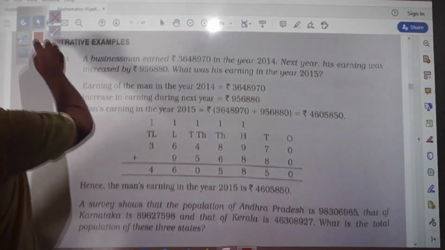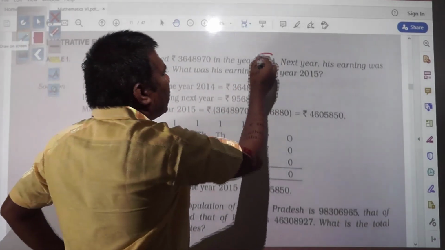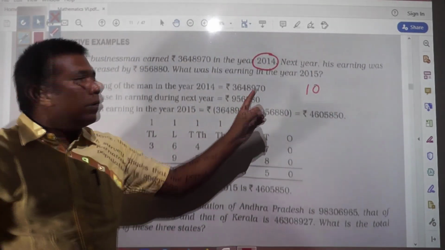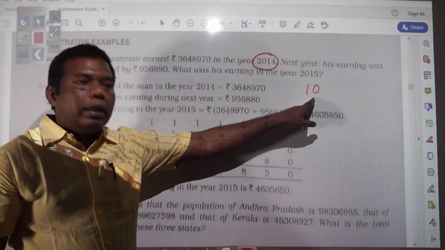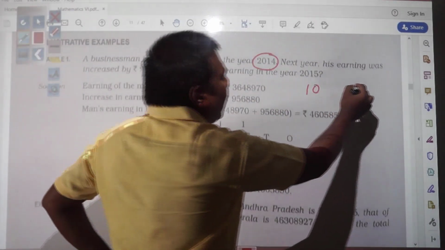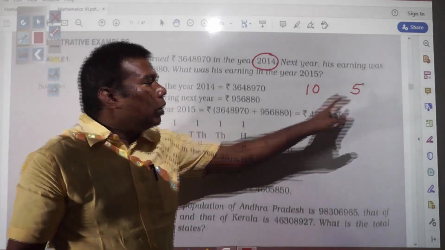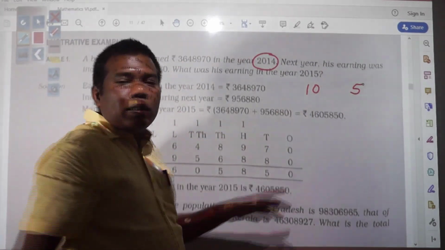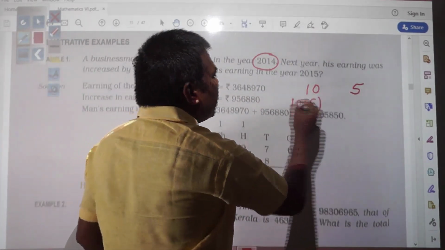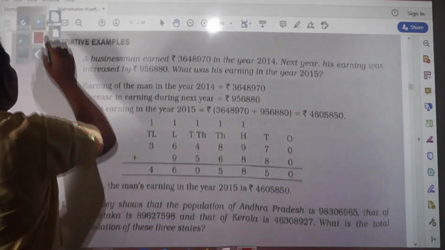Suppose we take a very simple example for understanding. Suppose in 2014 his earning was 10 rupees. And in 2015, 5 rupees has been increased. So in 2015 what income would he have? He would have 10 plus 5, it means 15 rupees. So in the same way we will try to solve this.